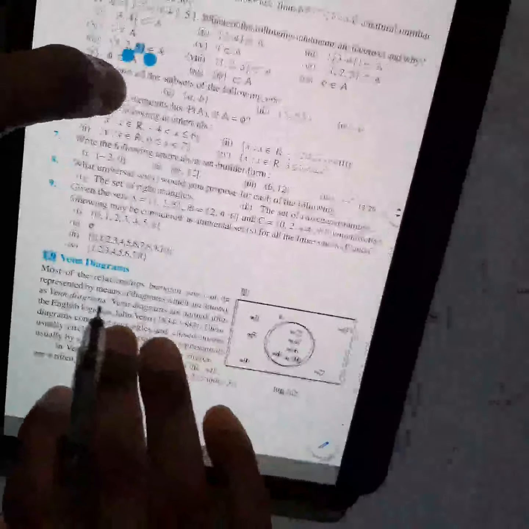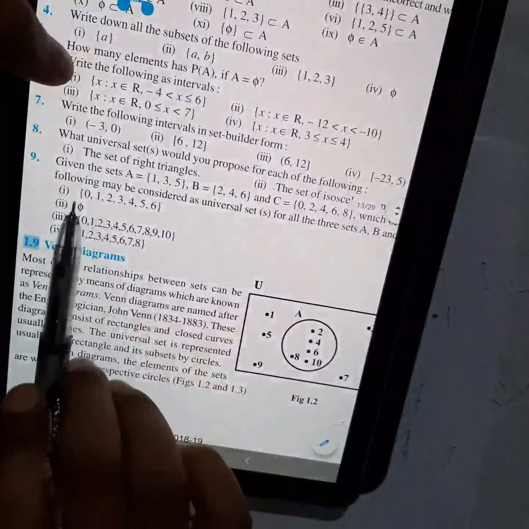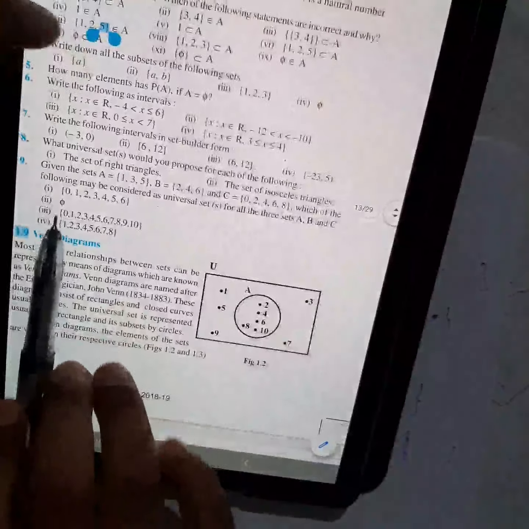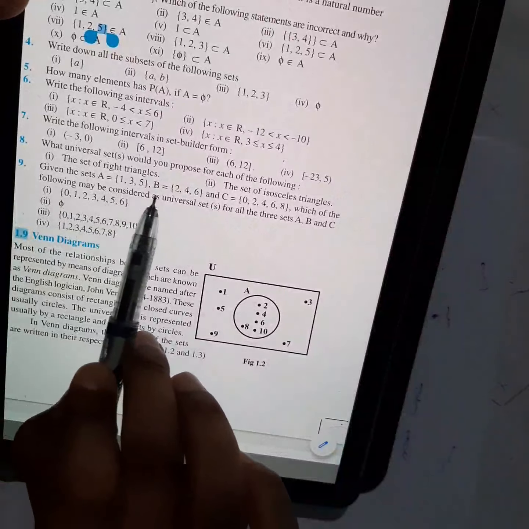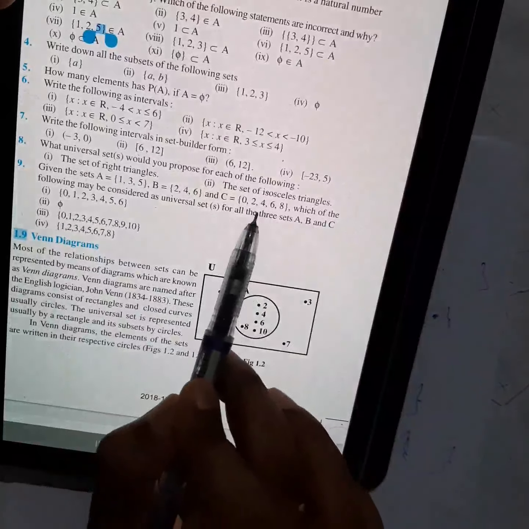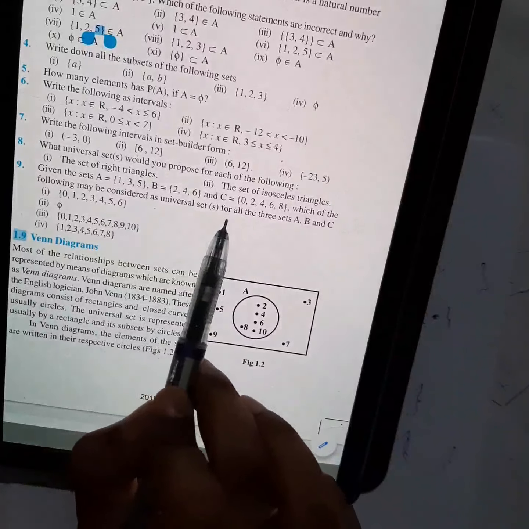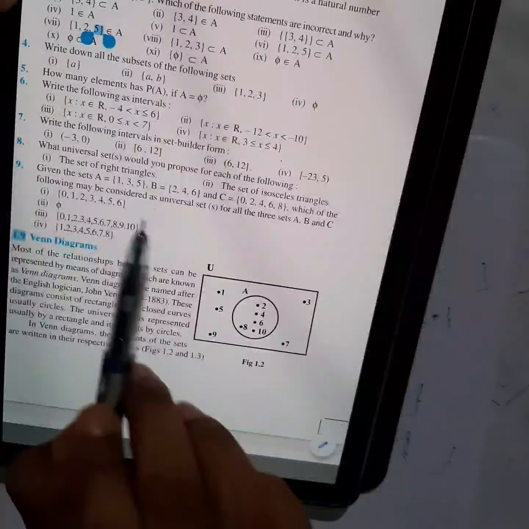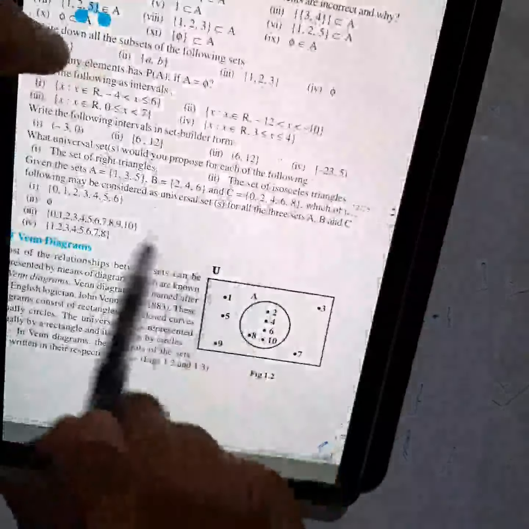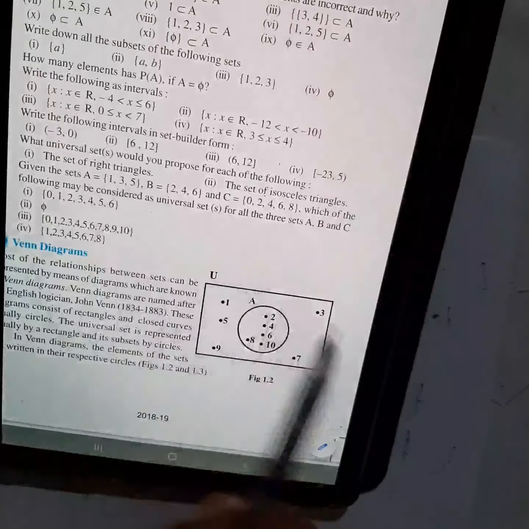So the last question, question number 9. I am going a little bit fast because I have already explained all this. Okay, so a basic question, this one. Given set A is equal to this, B equal to this, C equal to this. These elements are given. Which of the following may be considered as the universal set for all three sets A, B, C?